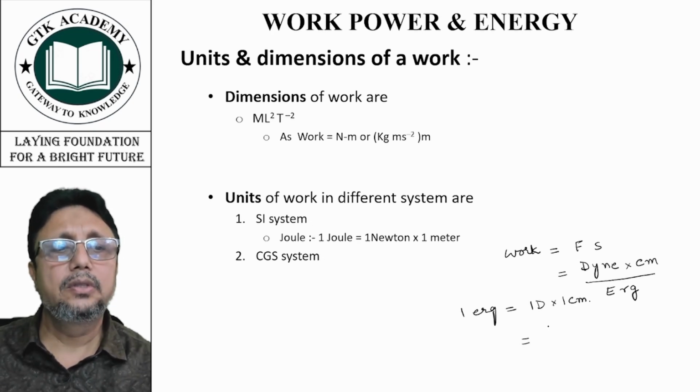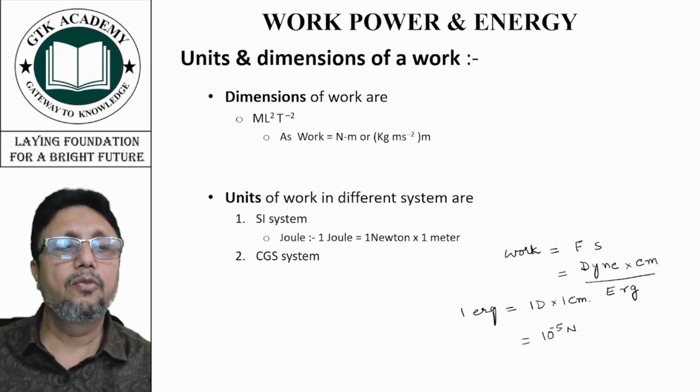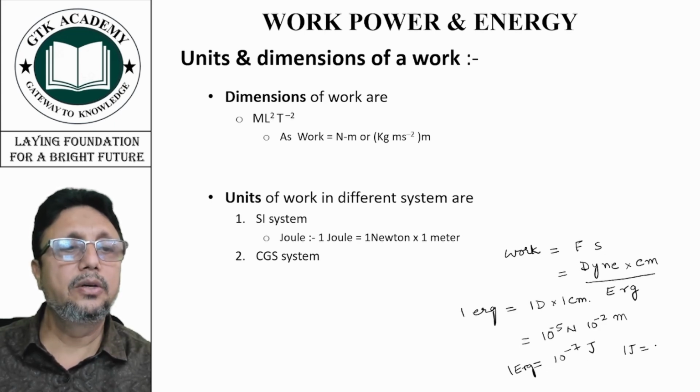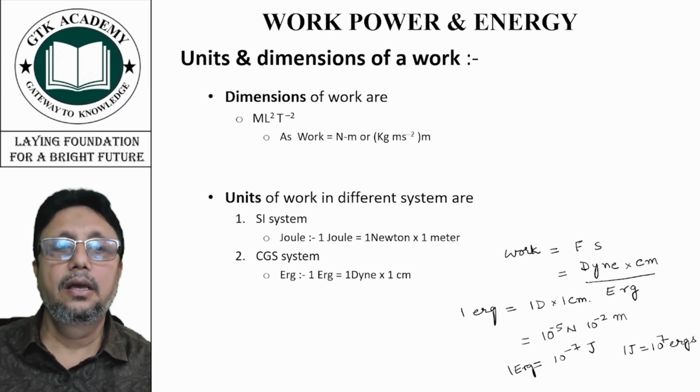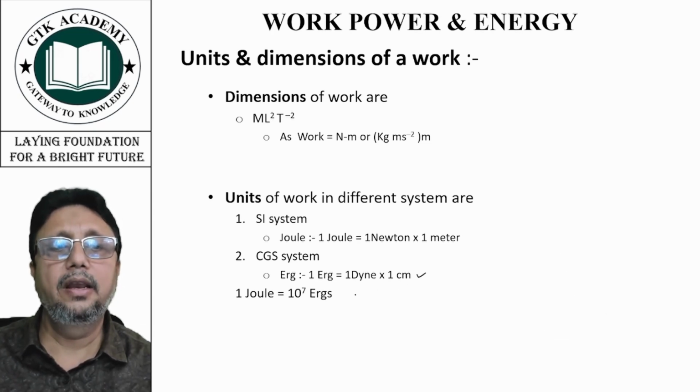Now we again know that 1 dyne is equal to 10 raised to the power minus 5 Newton, and 1 centimeter is equal to 10 raised to the power minus 2 meter. So 1 erg is equal to 10 raised to the power minus 7 Newton meter, which is joule. So that means 1 joule is equal to 10 raised to the power 7 ergs. That's what we have written here. Hope you are clear.